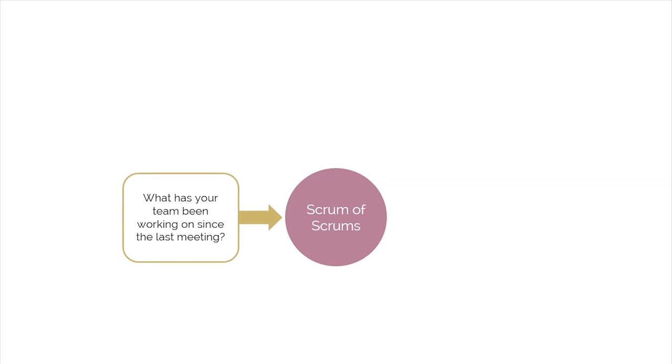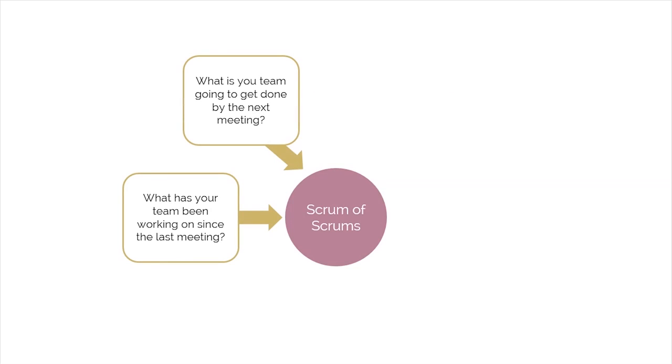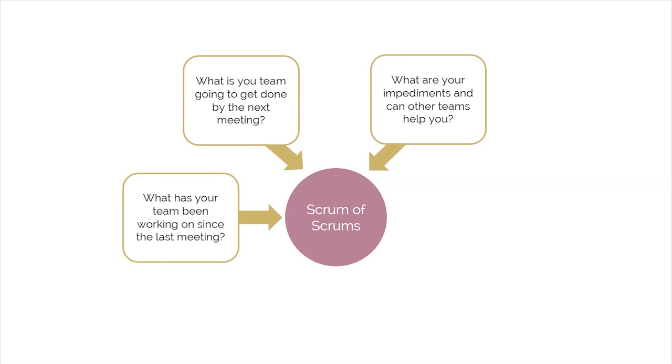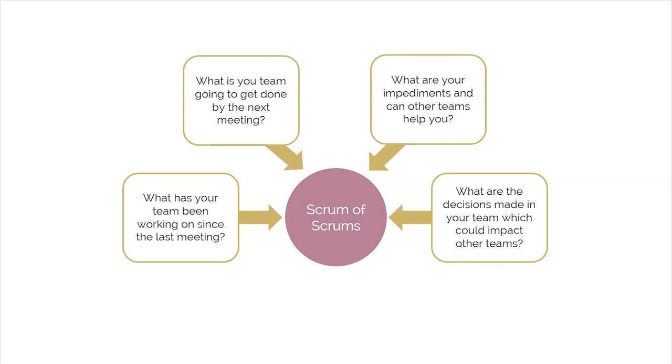Here we can see what questions are addressed in the Scrum of Scrums. What has your team been working on since the last meeting? What is your team going to get done by the next meeting? What are your impediments, and can other teams help you? What are the decisions made in your team which could impact other teams?